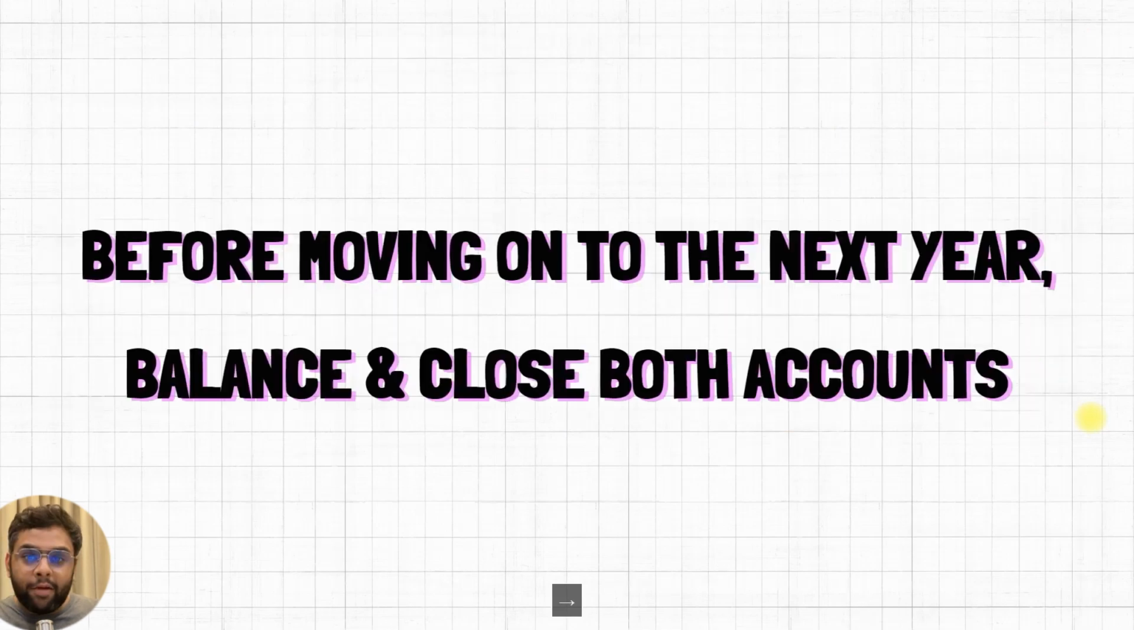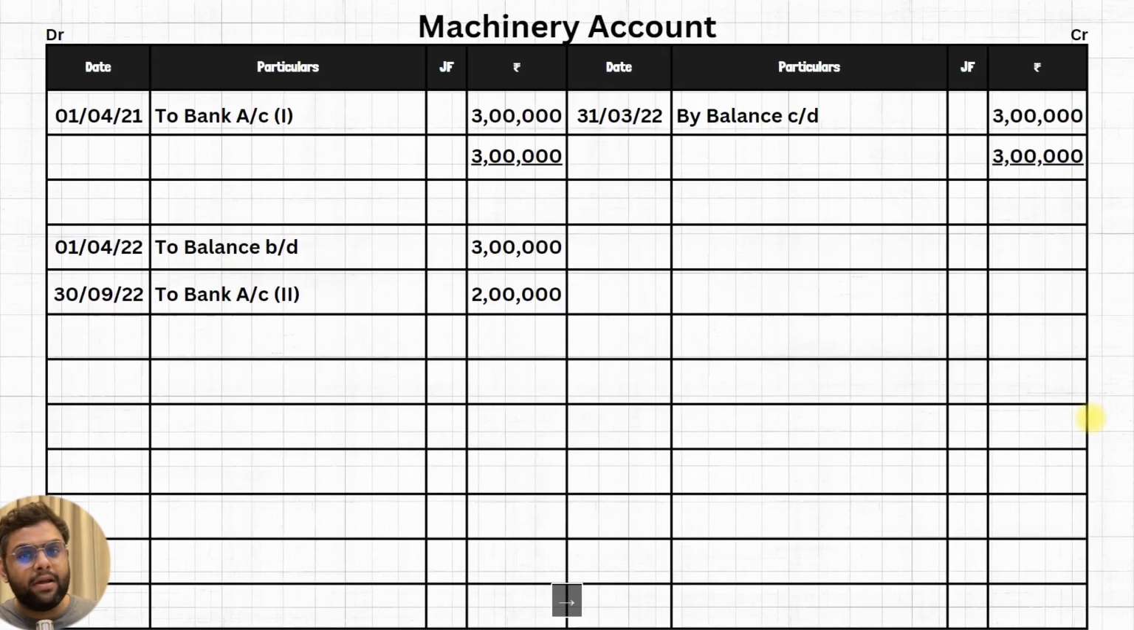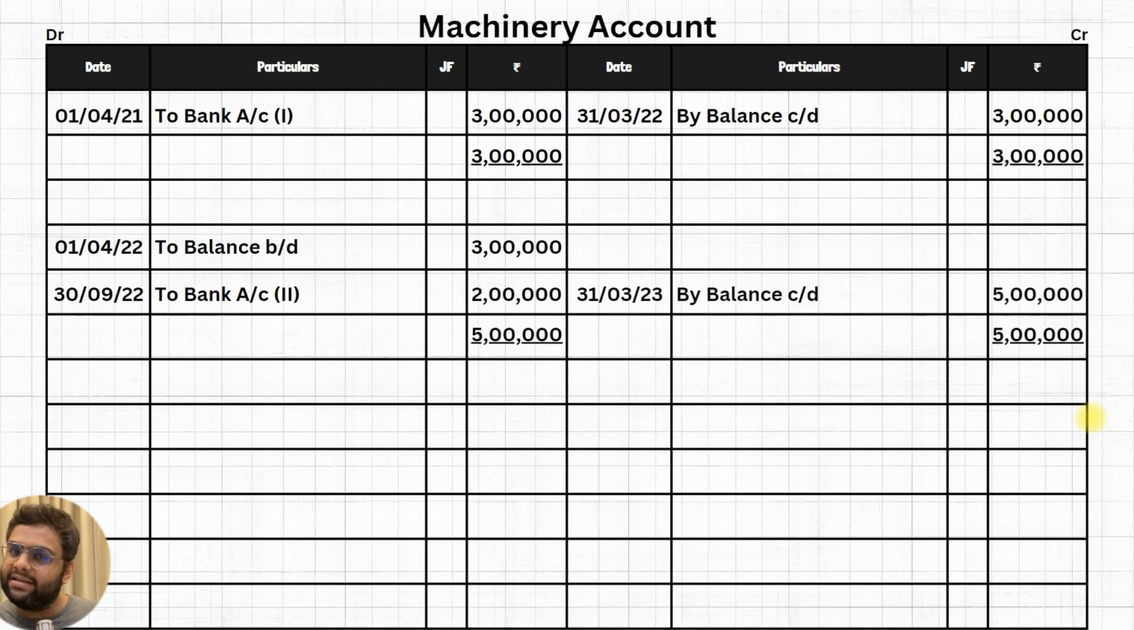Then, again, before moving on to the next year, we have to balance and close both the accounts. पहले let's go to machinery. Again a debit balance. Heavier total is 5 lakhs. Closing balance is again 5 lakhs. And next year, opening balance becomes 5 lakhs.